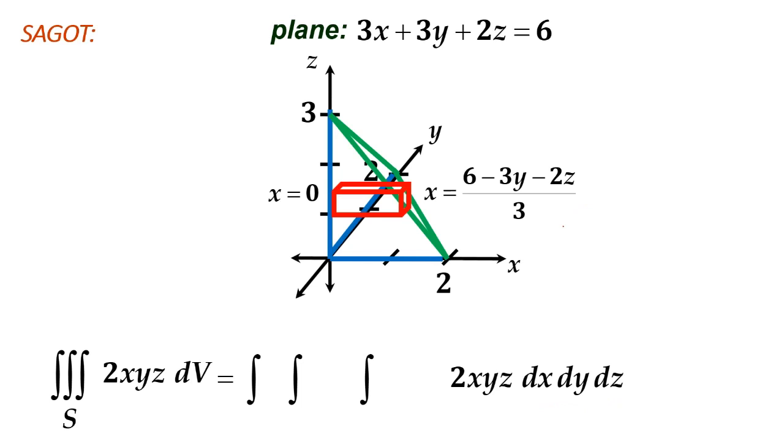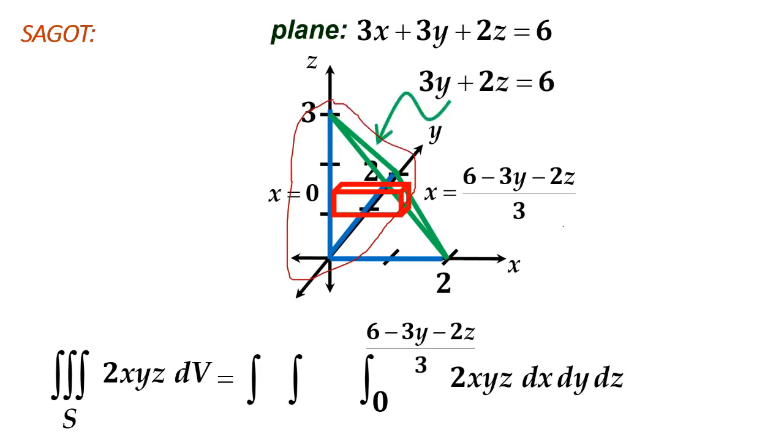Hence, the bounds for x over the solid is from 0 to 6 minus 3y minus z all over 3. Now we'll look at the region on the yz plane. So here, this region. The region is bounded by the y and z axis and the line 3y plus 2z equals 6.